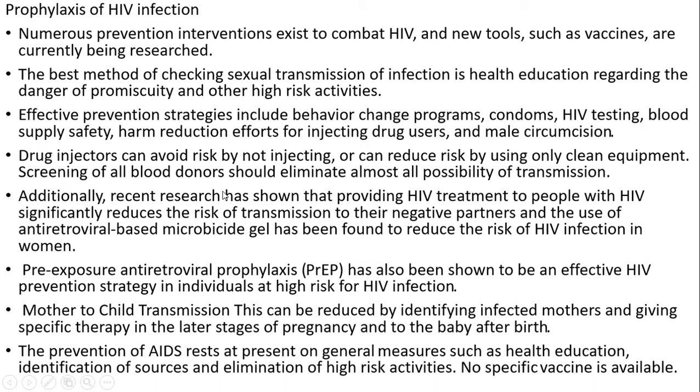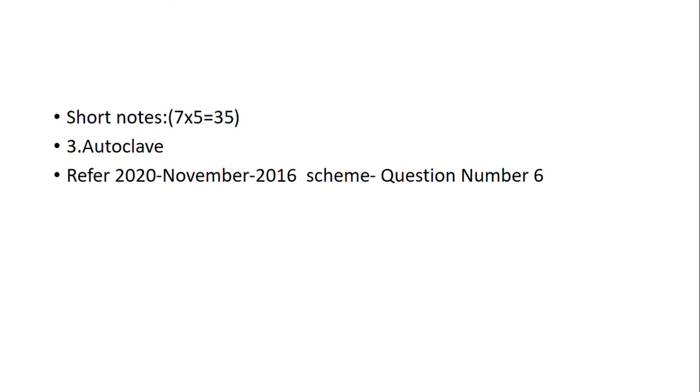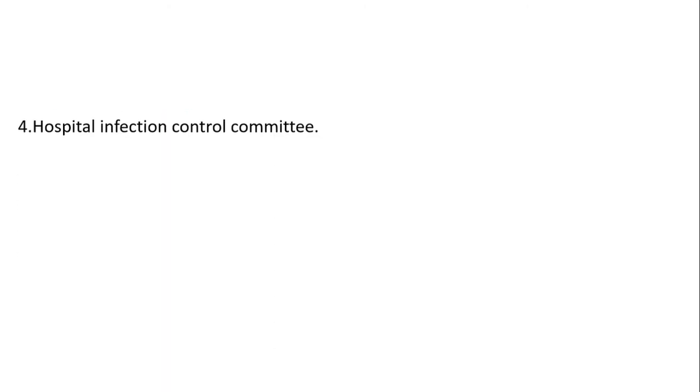The prevention of AIDS rests at present on general measures such as health education, identification of sources, and elimination of high-risk activities. No specific vaccine is available. Short note: autoclave, which I already discussed.